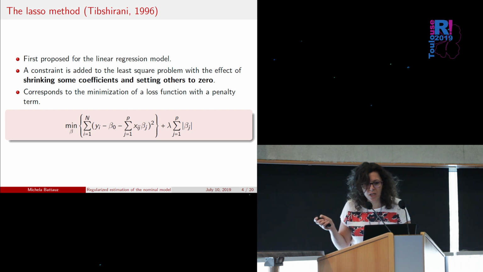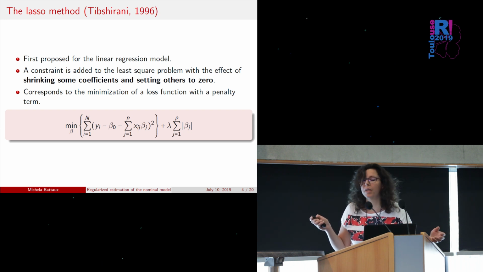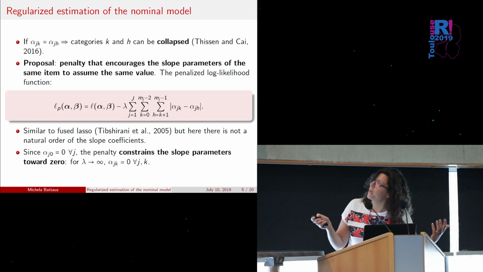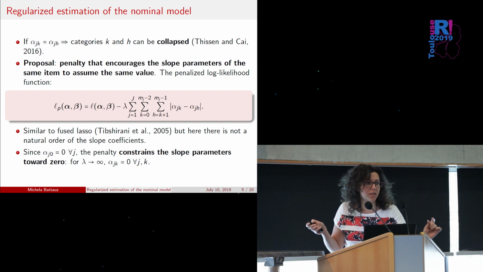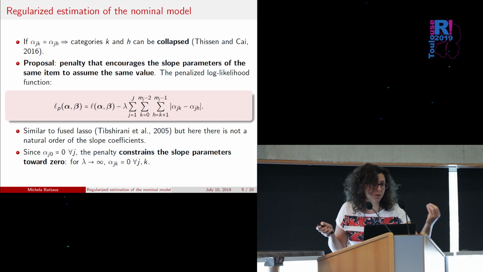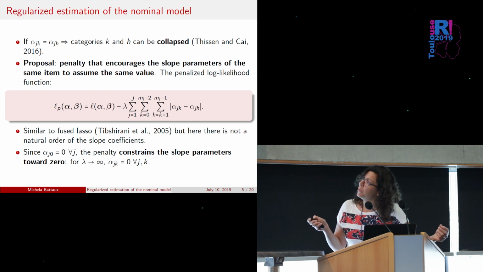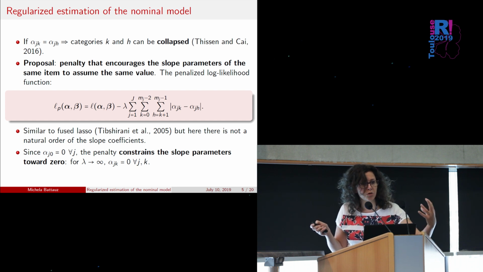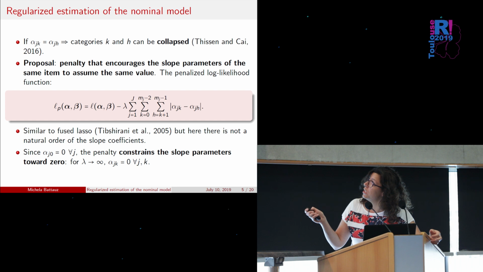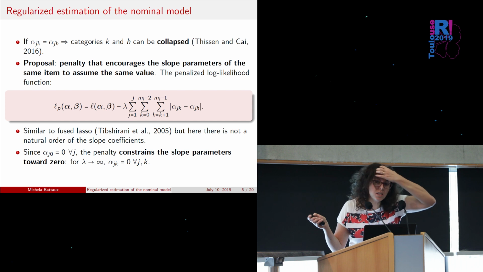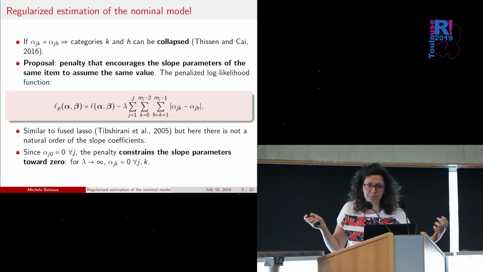So the idea is to use the lasso type penalty for the nominal response model. In the nominal response model, however, when 2 slope parameters of 2 different response categories of the same item are equal, these 2 can be collapsed. They can be considered together, thus saving a couple of parameters. So the proposal is to use a penalty that encourages the slope parameters of the same item to assume the same value. So I consider the differences between slope parameters of the same item. This is similar to a fused lasso penalty.